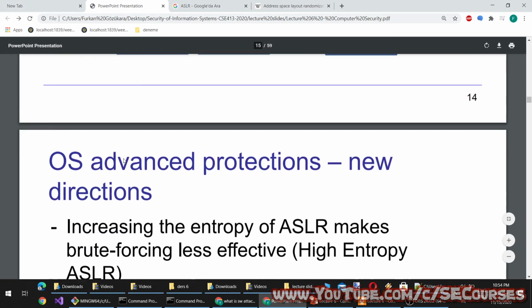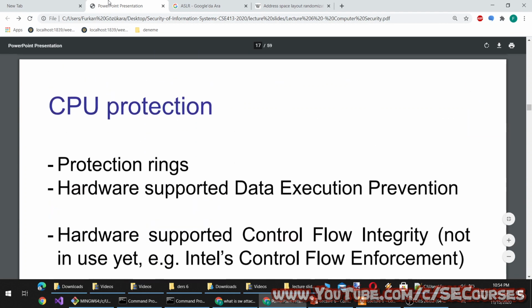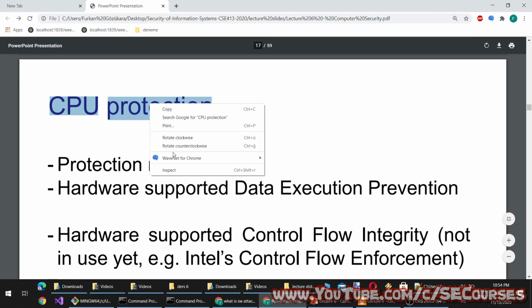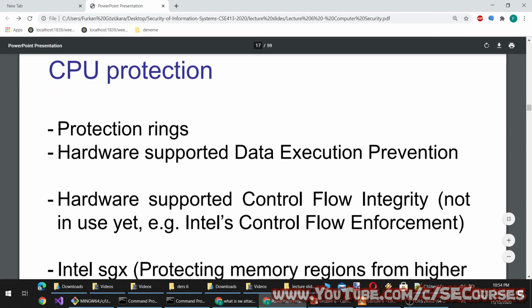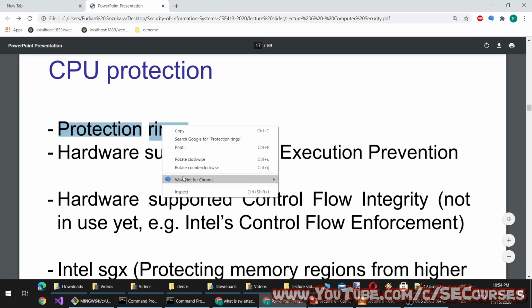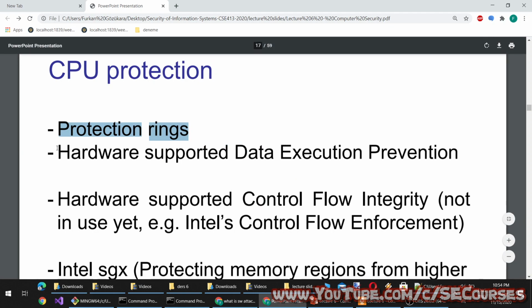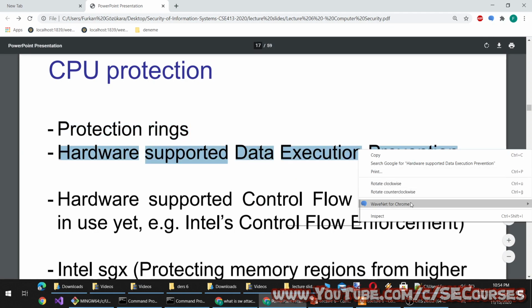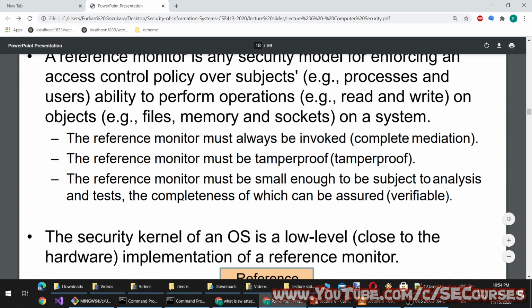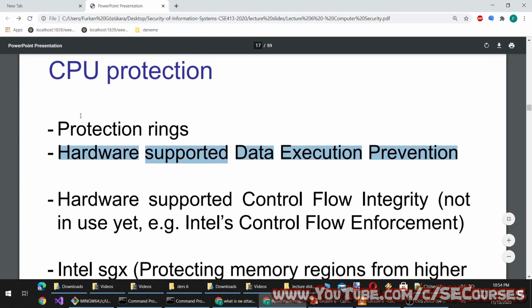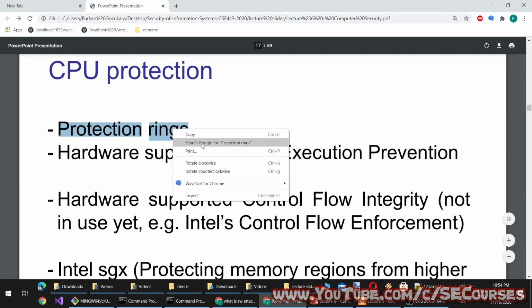Okay, so let's continue. We have seen the memory protection. Now the time is for CPU protection. So what options are available? Protection rings. Hardware-supported data execution prevention. Okay, so what are protection rings?